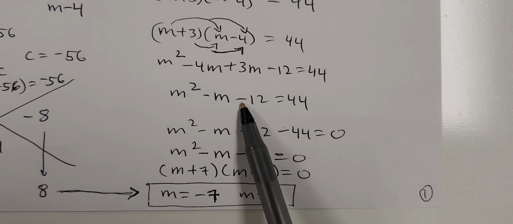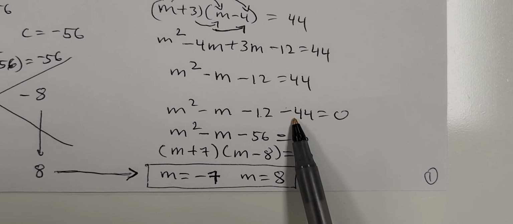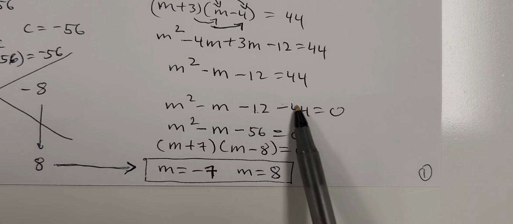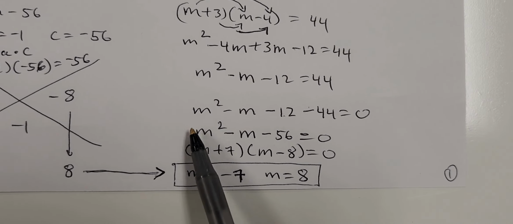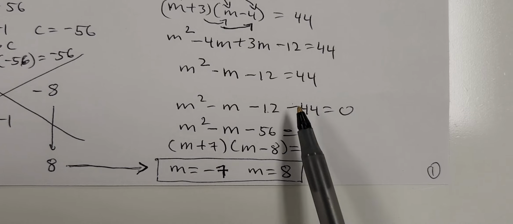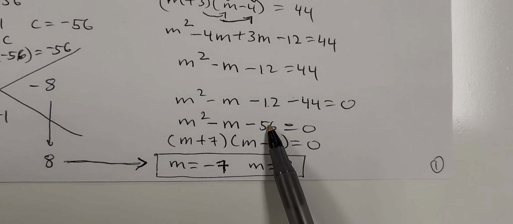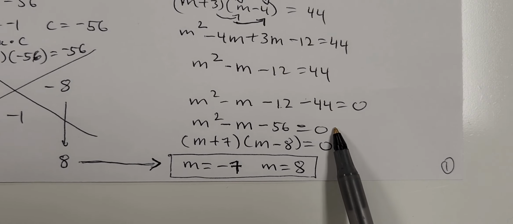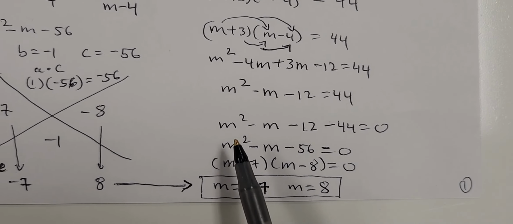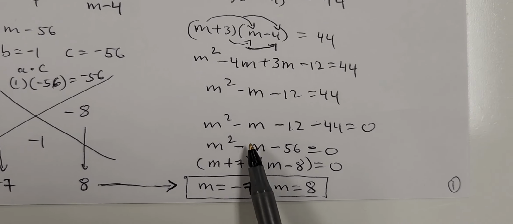I brought the 44 to the left side. Since it is positive, it becomes negative when you bring it over. Then combine like terms in this part right here. m squared, leave it alone. Negative m, leave it alone. 12 and 44, since they're both negative, becomes negative 56, equal to 0. This is a trinomial, so we need to factor using a, b, c.